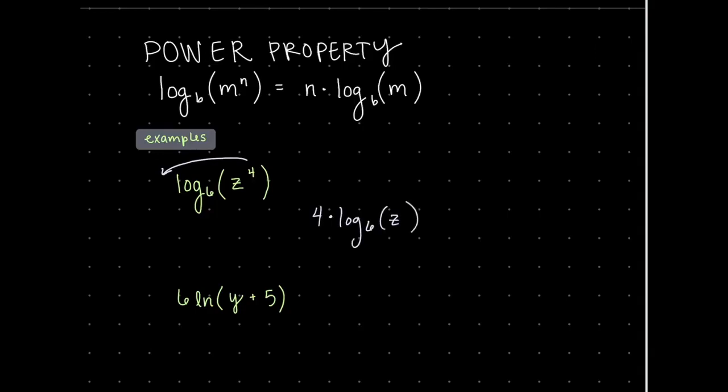Okay, and just like I can bring an exponent down, if we look at this other example, I can also take a coefficient and bring it up to be an exponent. So this is the same thing as natural log of y plus 5 to the power of 6. It's not the entire log being raised to the power of 6, right? If I wanted to raise the whole log to the power of 6, I would do it like this. This is just saying that the argument is being raised to the power of 6, okay? And that is all on the properties that we are going to use to both expand and condense expressions.